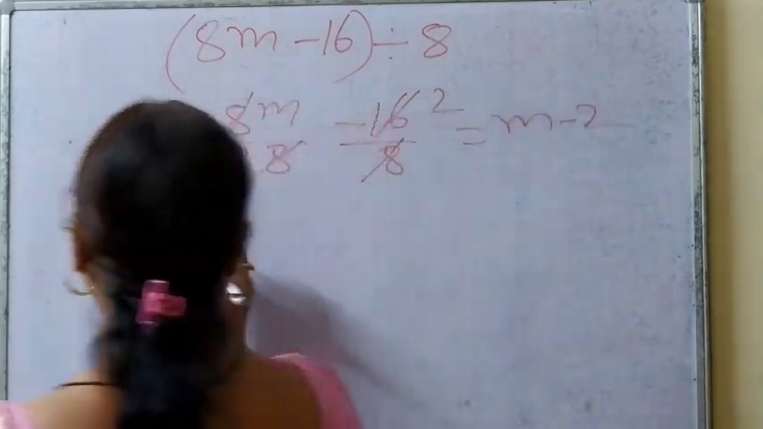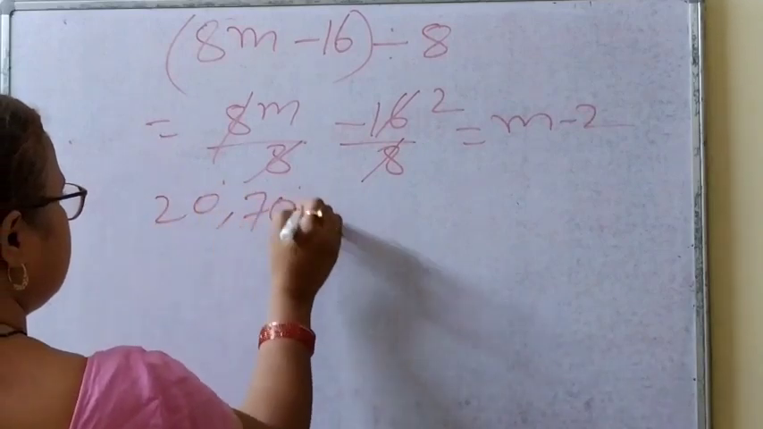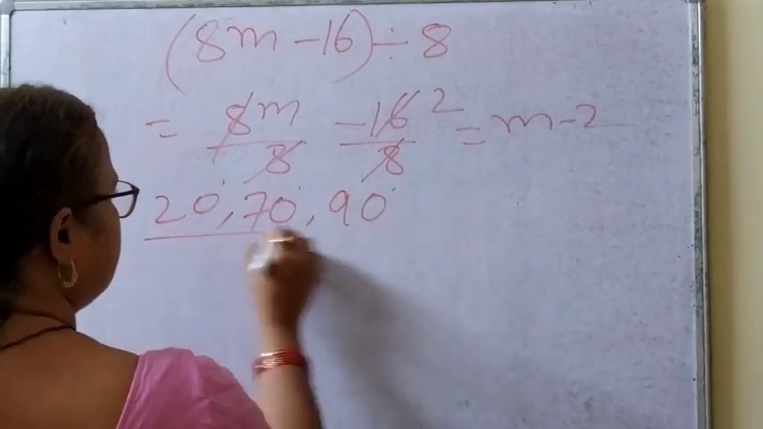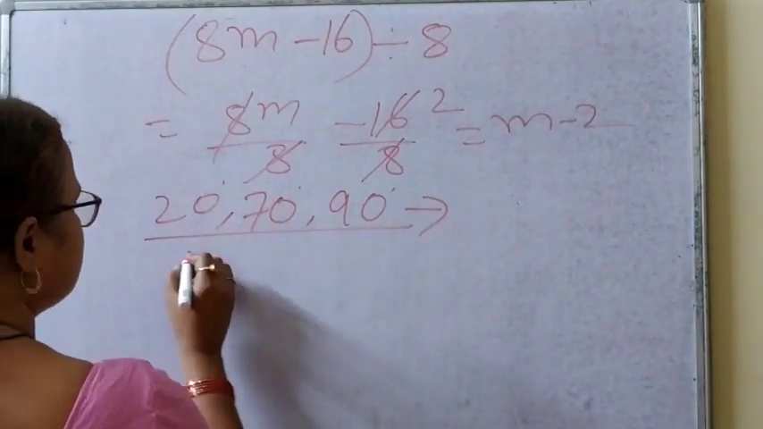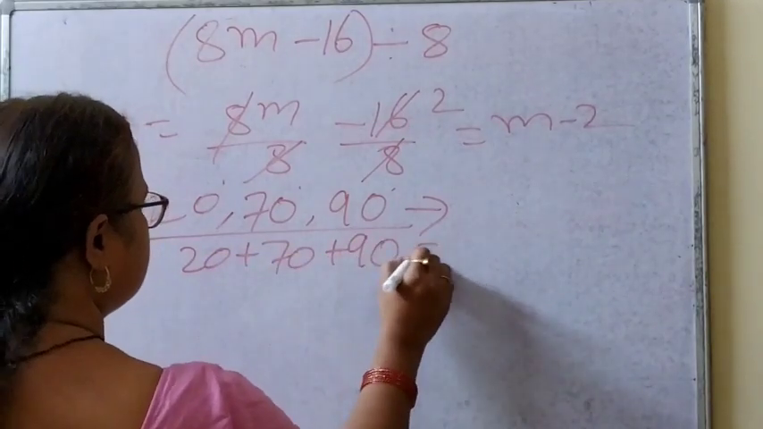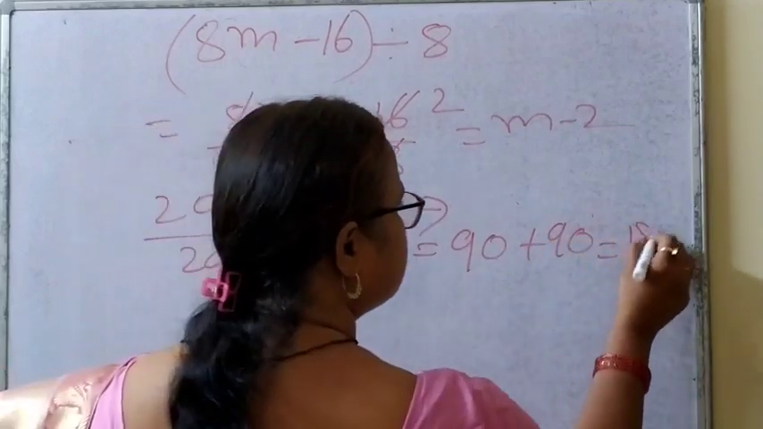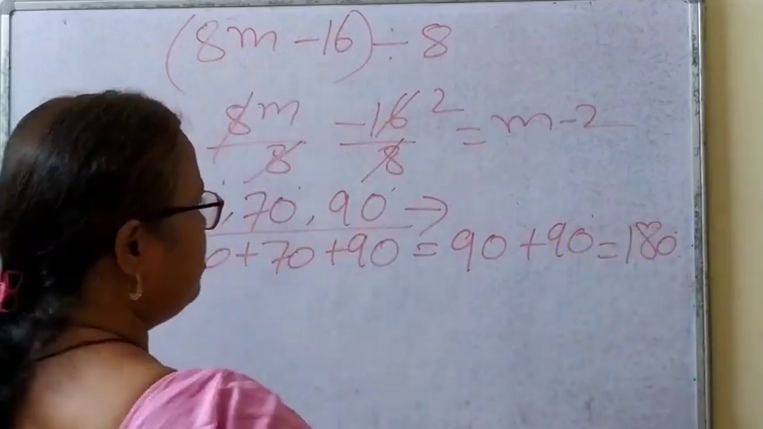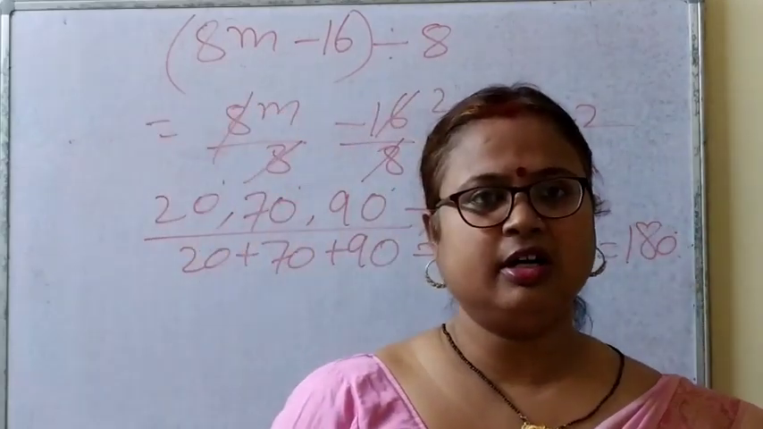Okay? So if the question is, it is given 20 degrees, 70 degrees and 90 degrees, will it form a triangle or not? Add these: 20 plus 70 plus 90. So this will be equal to what? 90 plus 90, and 90 plus 90 is equal to 180 degrees. That means the answer is yes, it will form a triangle.